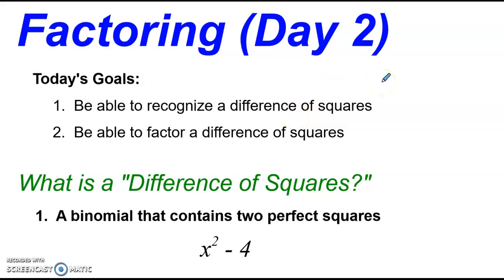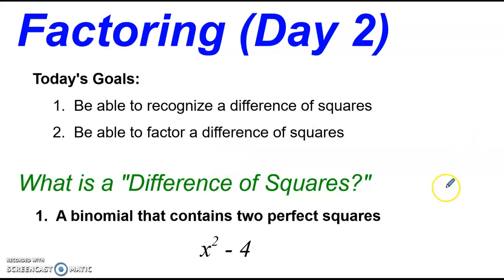Okay, so today's factoring lesson is on how to factor a difference of squares. And we have two goals for today. One, be able to recognize a difference of squares, and two, be able to factor a difference of squares. So we have to be able to identify them correctly, which is actually a little trickier than it might seem at first. And then once we've correctly identified a difference of squares, be able to follow the correct factoring pattern for that.